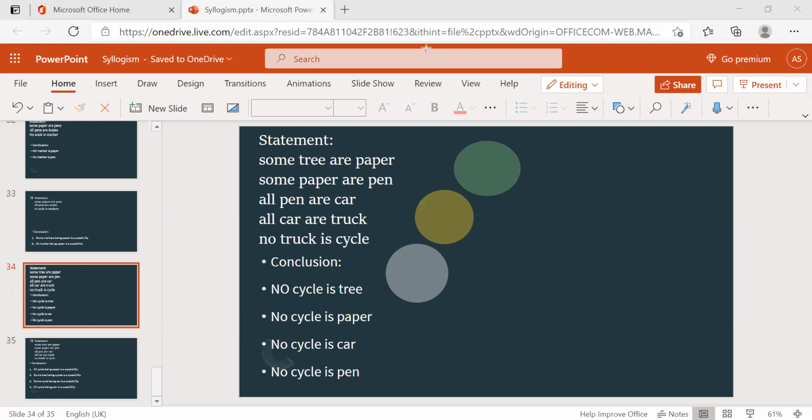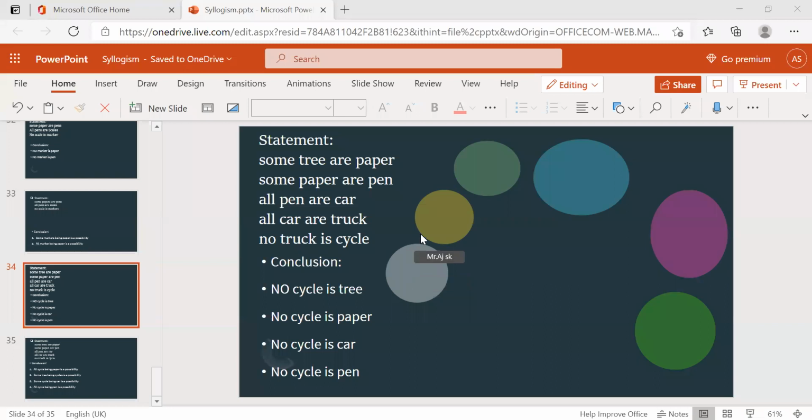All pens are cars. All cars are trucks now. Okay. No truck is a cycle. Now, arrange this in a proper way.